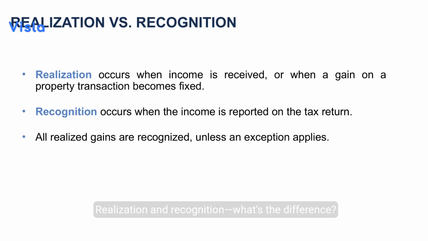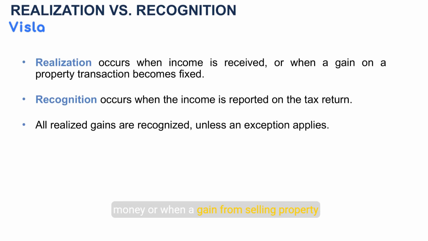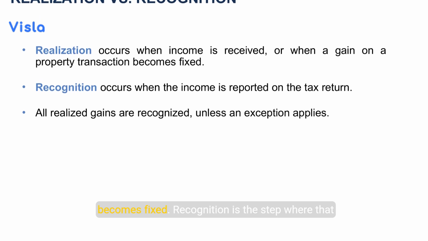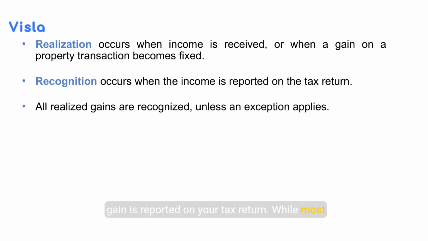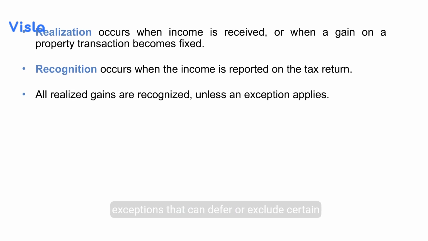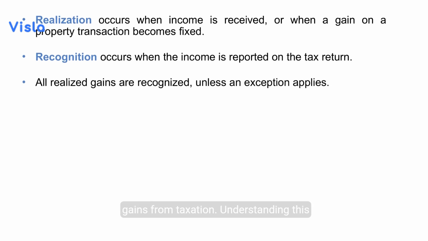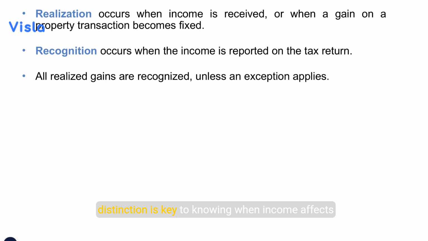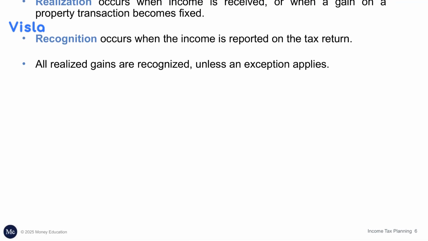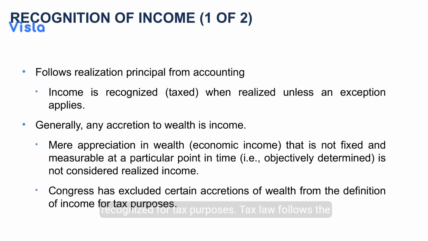Realization and recognition. What's the difference? Realization happens when you actually receive money or when a gain from selling property becomes fixed. Recognition is the step where that gain is reported on your tax return. While most realized gains must be recognized, there are exceptions that can defer or exclude certain gains from taxation. Understanding this distinction is key to knowing when income affects your taxes and how smart timing can benefit your overall strategy. Let's start by clarifying when income is actually recognized for tax purposes.